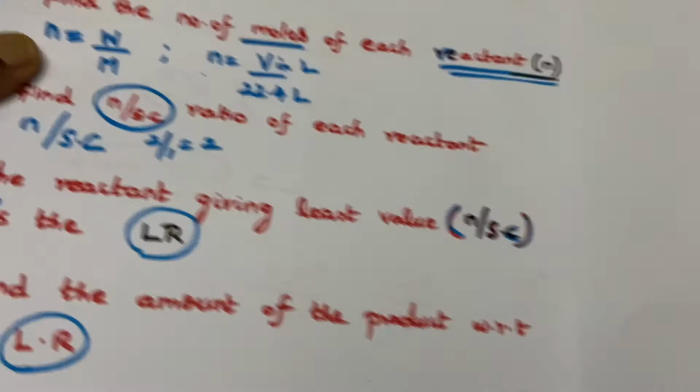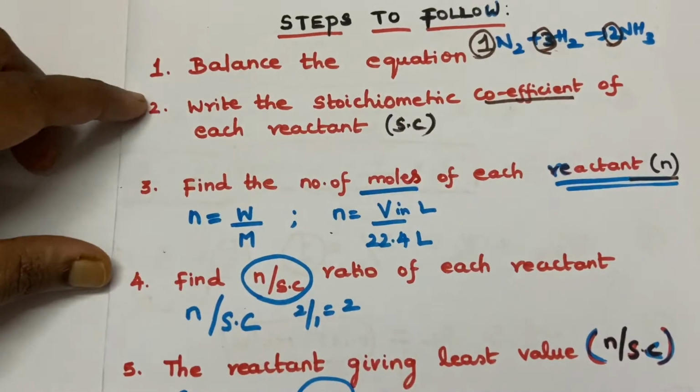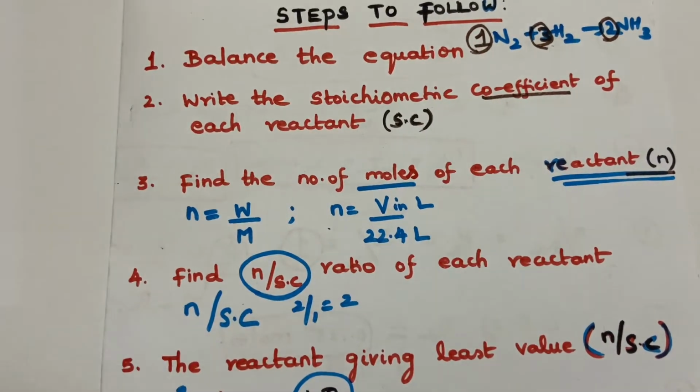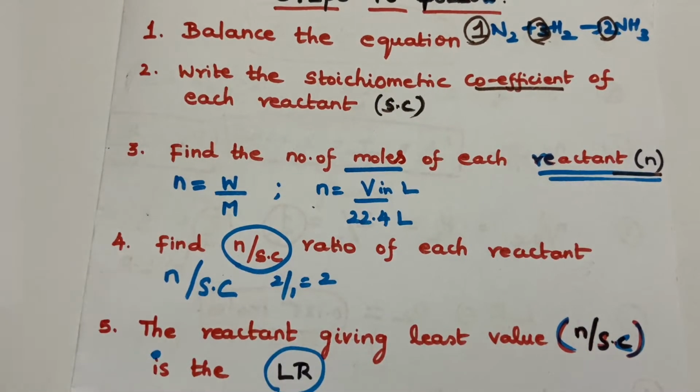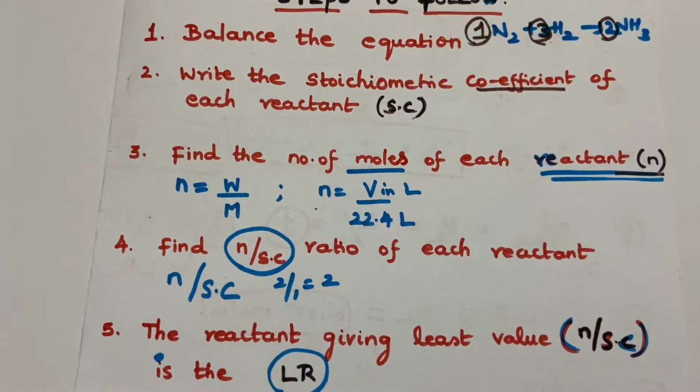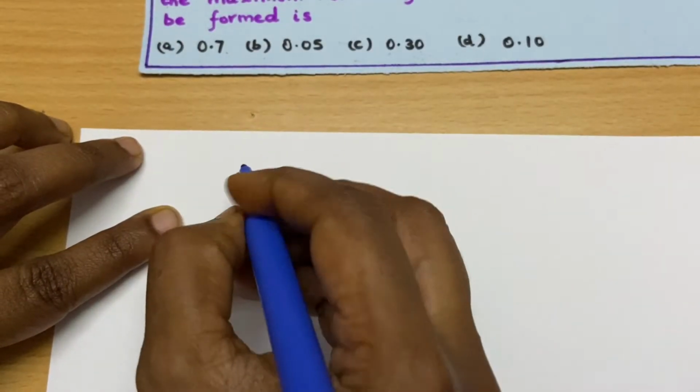Okay, so these are the steps we have to follow to find out whether there is a limiting reagent or not. Those who have missed the video, please watch it. I will give the link in the description box. First, let's solve the questions one by one. I have started from the question which is comparatively easy.